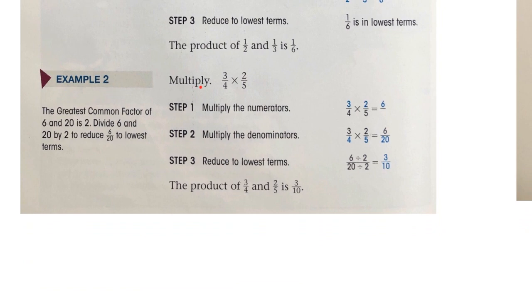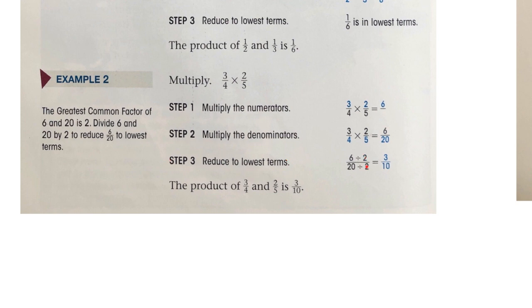Example 2, multiply 3/4 times 2/5. Step 1, multiply the numerators. 3 times 2 is 6. Step 2, multiply the denominators. 4 times 5 is 20. Reduce to lowest terms.